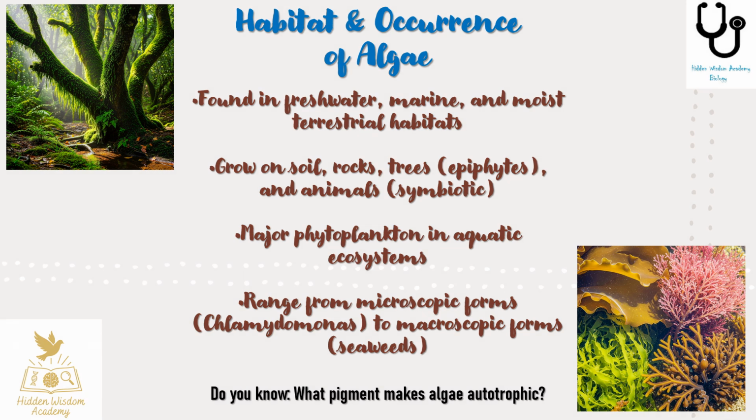Now, let's see the habitat and occurrence of algae. Algae live in many places. They grow in freshwater like ponds and lakes, and in the sea and oceans. Some live on soil, rocks, or tree bark as epiphytes. Others live in partnership with fungi to form lichens, or with animals like corals. In water, algae are an important part of phytoplankton, which forms the base of the food chain. Their size can be very small, like chlamydomonas, or very large, like kelp that grows several meters long.